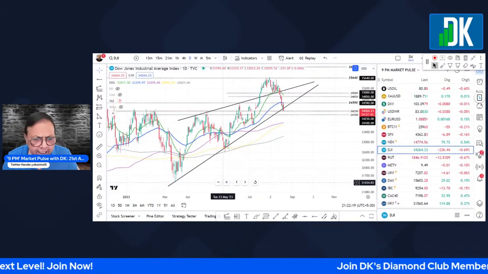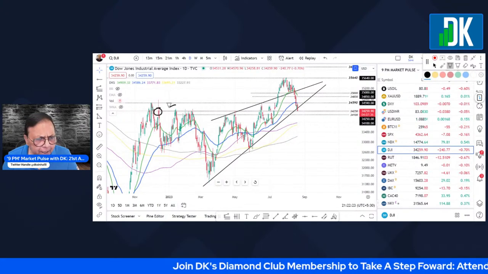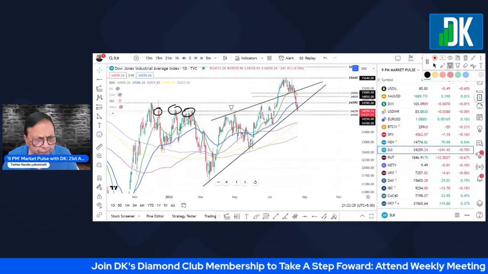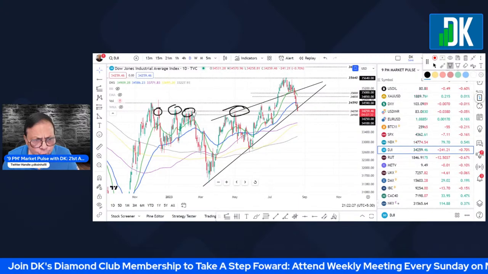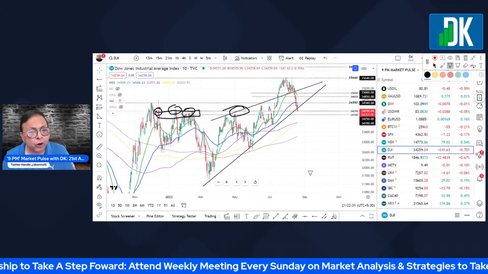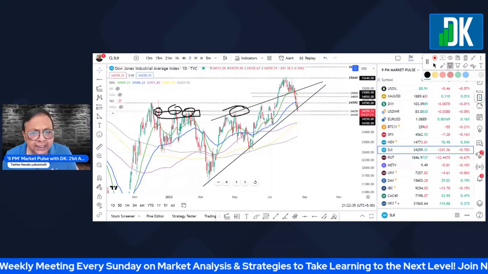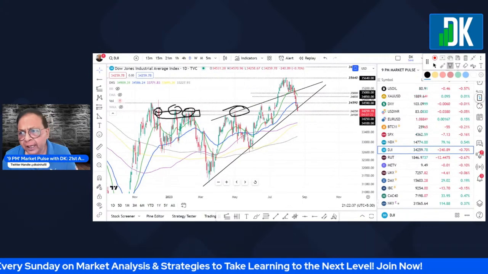Why not much correction is left? Because if you see the price structure, multiple resistance existed over here. So this area, which was acting as a supply area for a very, very long time in Dow Jones Industrial Average Index, is likely to act as a support area.